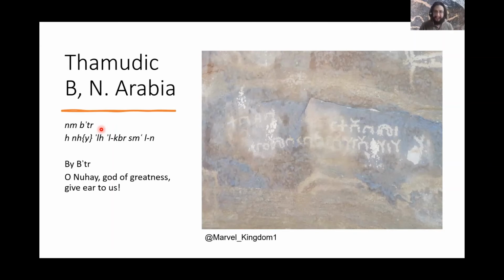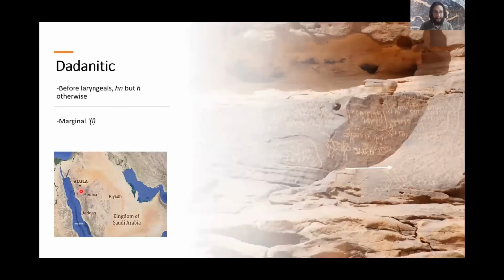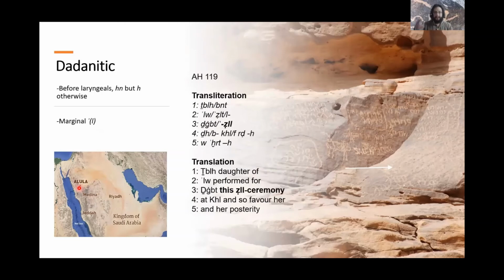If we go to Dadan, which is an oasis in northwestern Arabia, we see something also very interesting. Before laryngeals, we have han, but ha otherwise. But you also have marginal cases of use of the al with the lam assimilating article. So here's a nice text, the one that you see here on the wall. It's an offering text. These are very formulaic. It's by a woman named Saballah, daughter of Alu, and she made an offering to Lidhi Ghaibat, to this deity, Ghaibat.